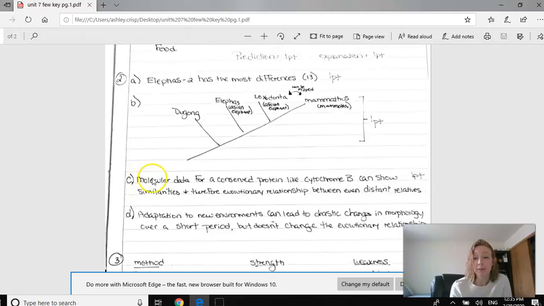C was a highly missed question because a lot of people delved into the idea of fossils and how we organize fossils and how we can compare fossils.